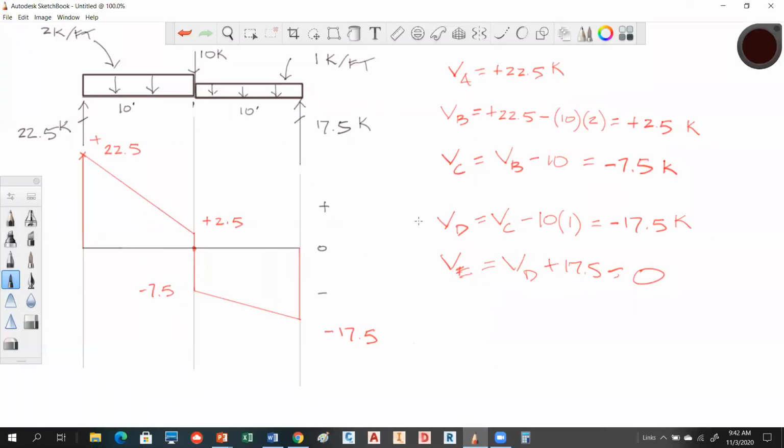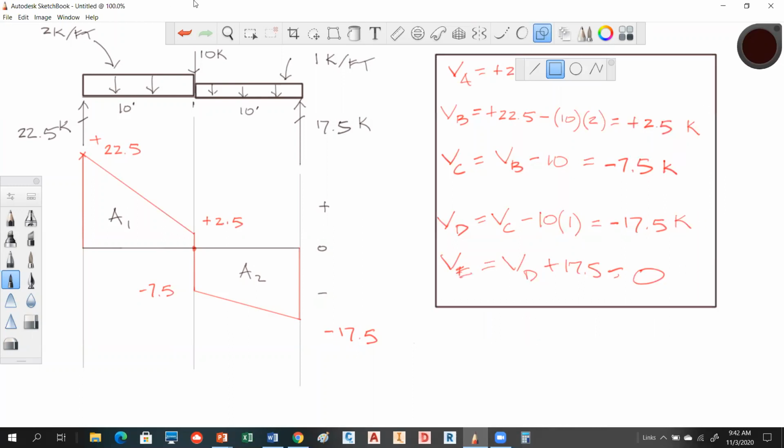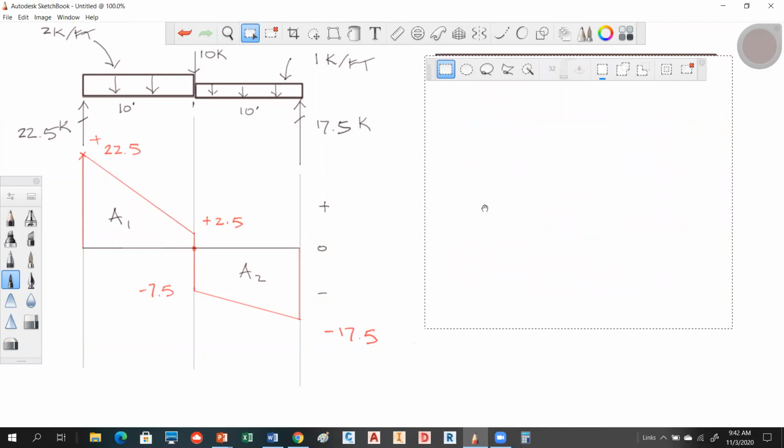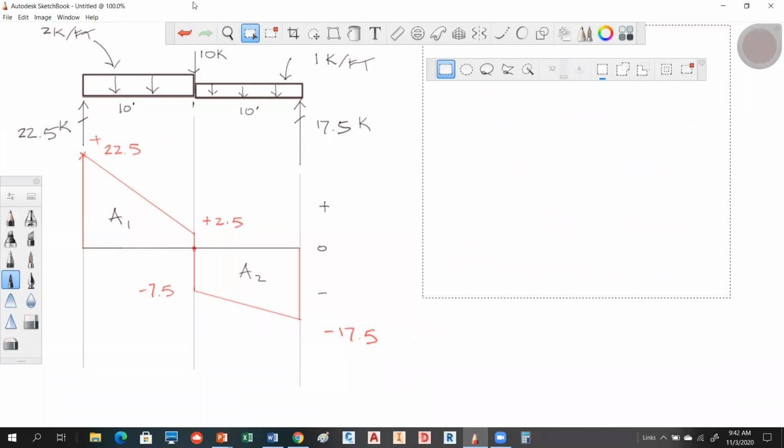So what we're saying right now is to solve the moment diagram of this, it's pretty simple because I have an area right here and I have an area right here. But this area is what you call a trapezoid, okay? So I could solve the area under here pretty simply. Anybody know how to solve the area of a trapezoid? Nobody knows the area of a trapezoid?